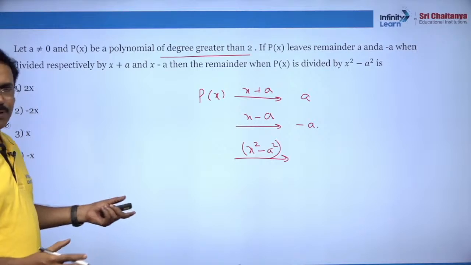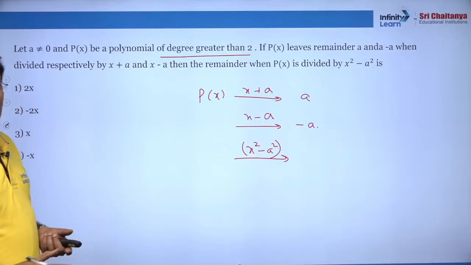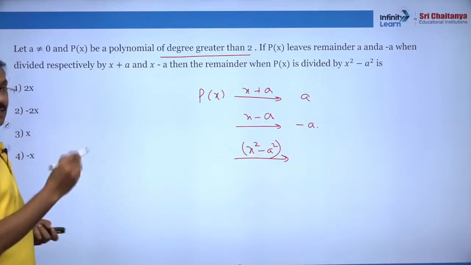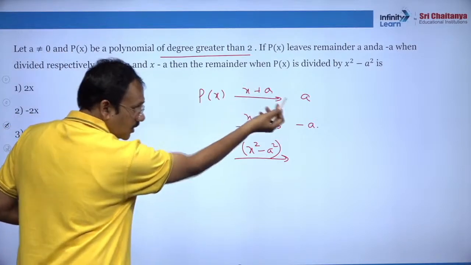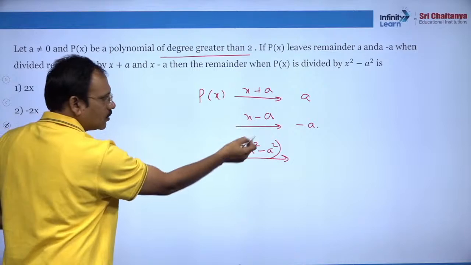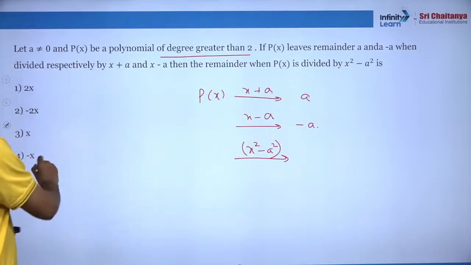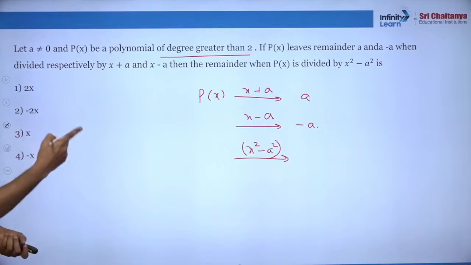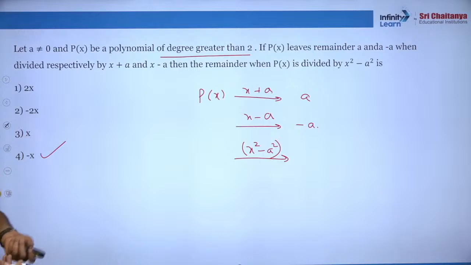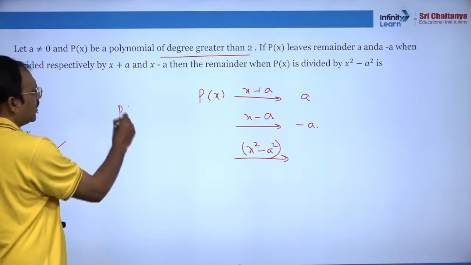You can do it by procedure even, or else you can also take the answer as such an expression: when you put minus a, you have to get a, and when you put a, you have to get minus a. Such expression is minus x, you see. If you put minus a, you will get a. If you put a, you have to get minus a. That is the thing.